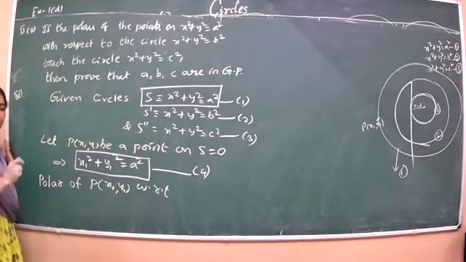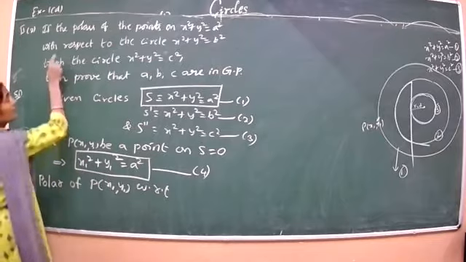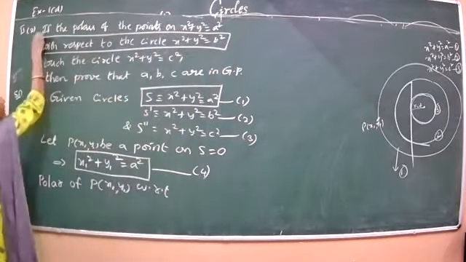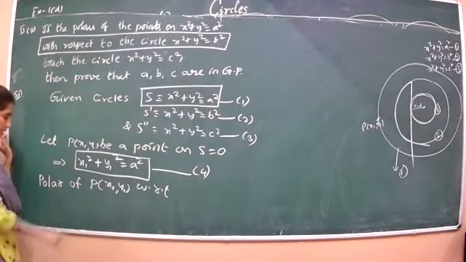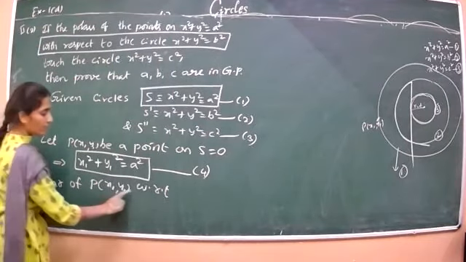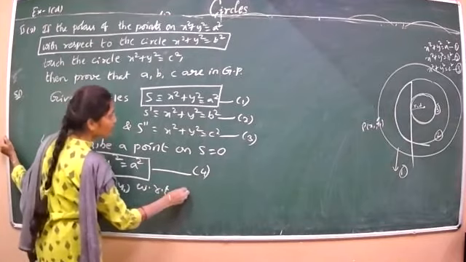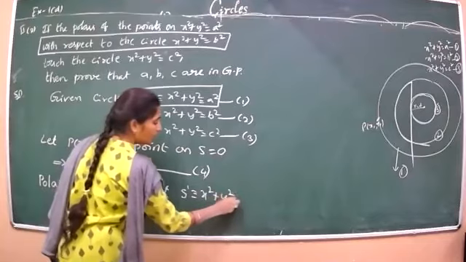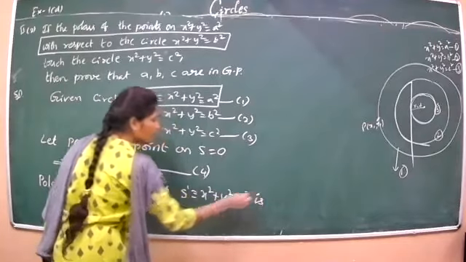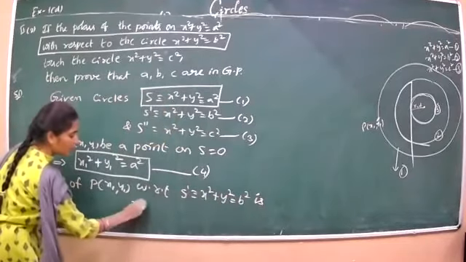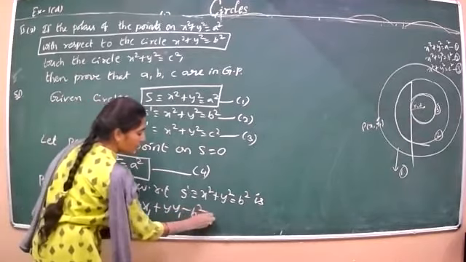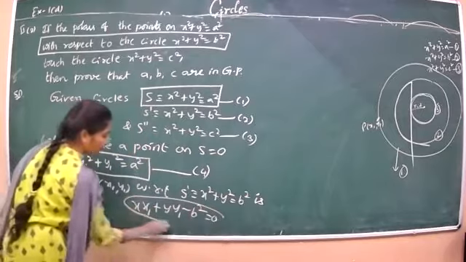So the polar of the given point with the different circles will be different. So with respect to which circle is very important. With respect to the circle x square plus y square is equal to b square, therefore the polar of P(x1, y1) with respect to x square plus y square equal to b square is, write the polar equation, x x1 plus y y1 minus b square equal to 0.